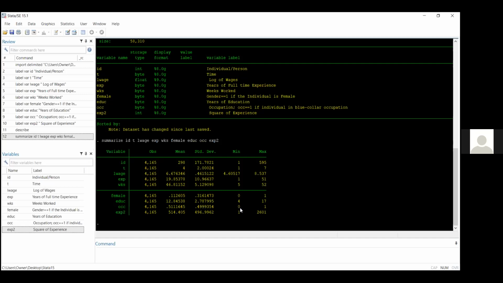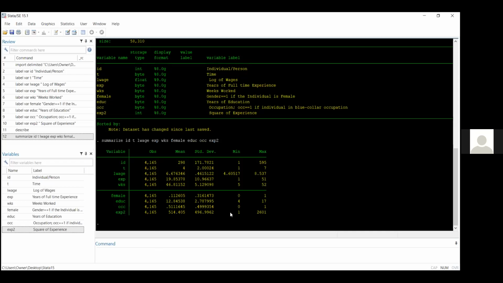Again, occupation was a dummy variable. So again, the mean and standard deviation do not make sense, because we are saying you score a 1 if you are in a blue-collar job or occupation, and otherwise it is a 0. It's just another categorical variable that we talk about.